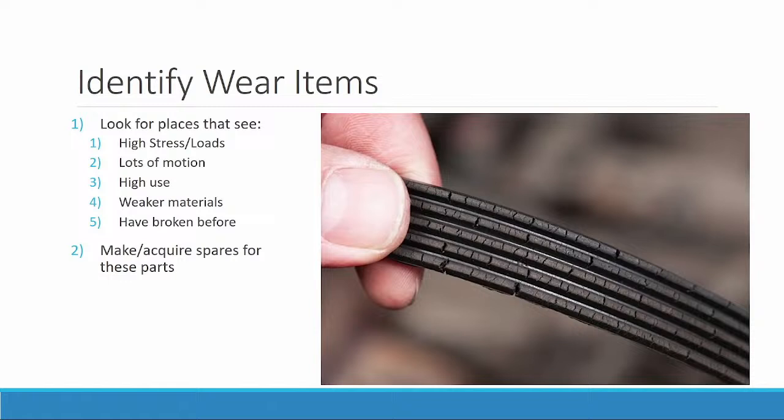If you identify what your wear items are ahead of time, you can have spares ready to go. This is especially useful for 3D printed parts that are prone to breaking. But where would you identify a wear item part? How do you know what makes a wear item part? You work it enough times.